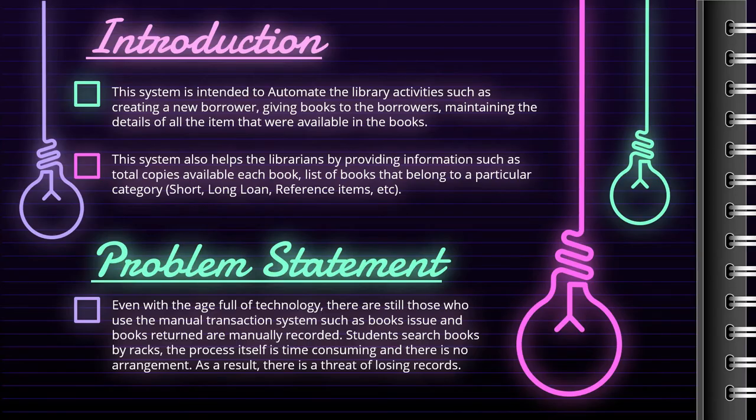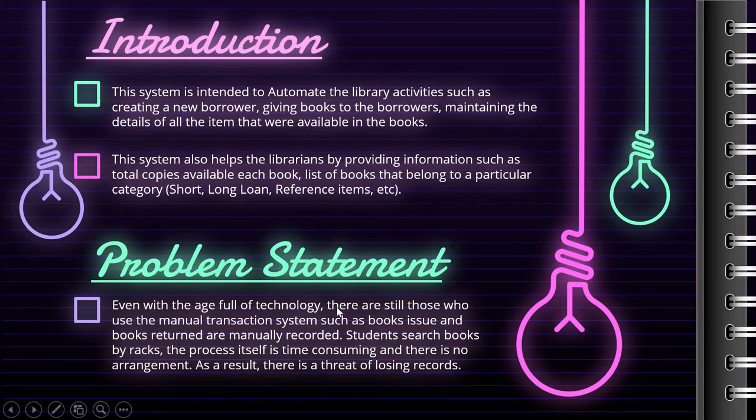Okay, so the introduction for this library database system. The system is intended to automate library activities such as creating a new borrower, giving books to the borrower, and maintaining the details of the items that are available in the books. It also helps the librarian by providing information such as the total copies available for each book and the list of books that belong to a particular category.